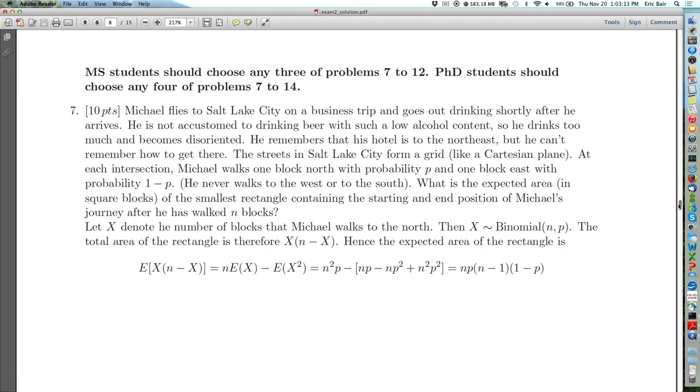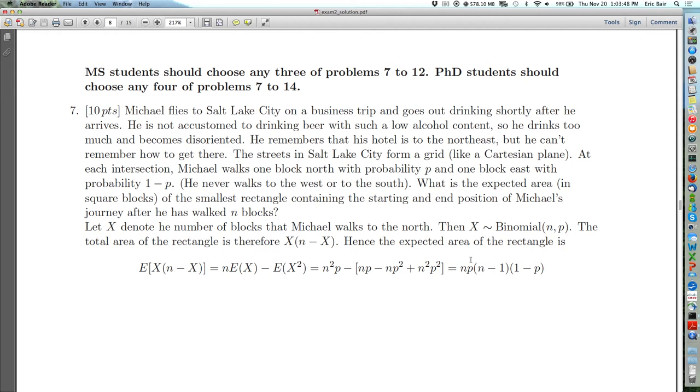The biggest thing that tripped people up on this one is a lot of people recognize that if you say let x be the number of blocks that he walks to the north, then x has a binomial distribution, and the total area that he walked would be n minus x. But a lot of people wanted to say, okay, find the expected value of x, find the expected value of n minus x, multiply those together. Well, that doesn't work because x and n minus x are obviously not independent of one another. Expected value of x times y is only equal to expected value of x times the expected value of y if the two random variables are independent.